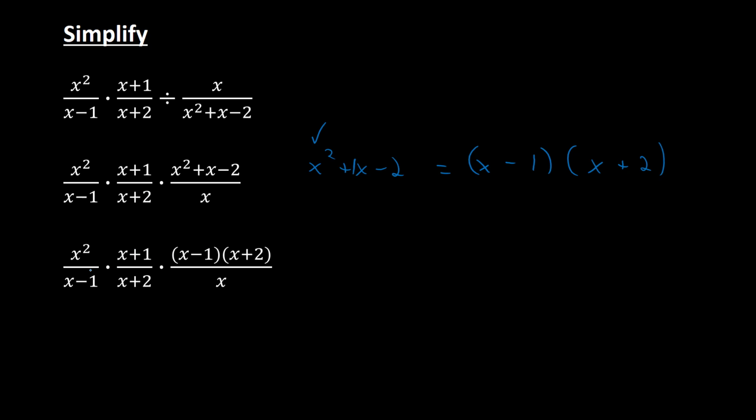And then from here, I can start canceling things. X minus 1 cancels with x minus 1 up here. X plus 2 cancels with x plus 2. X and x squared can simplify, and I have 1x remaining in the numerator. And that's it. So my solution would be x times (x plus 1).